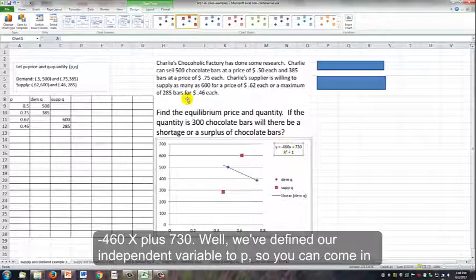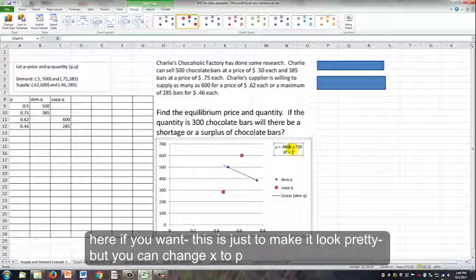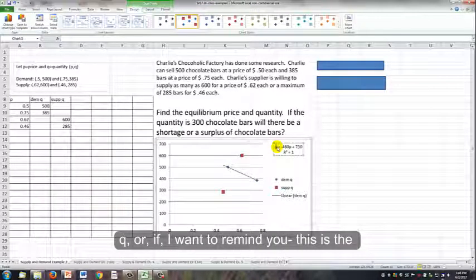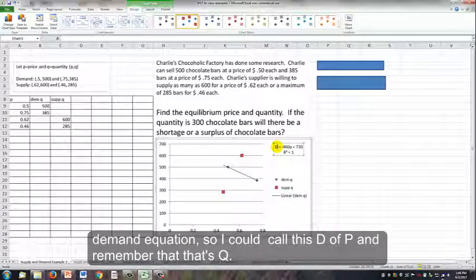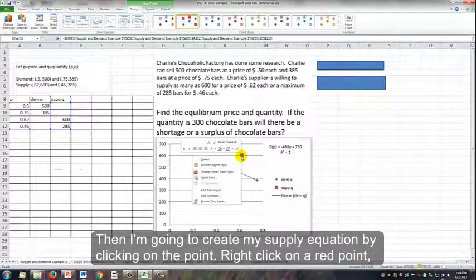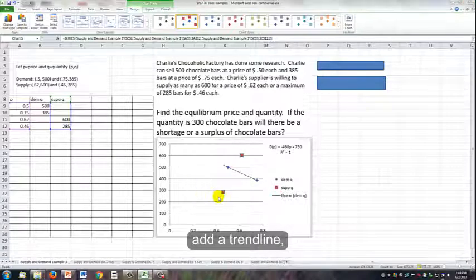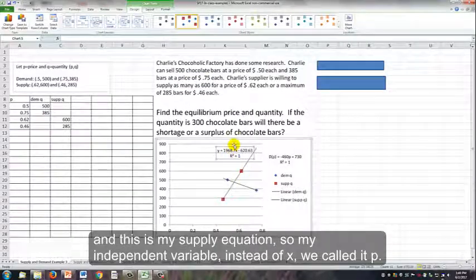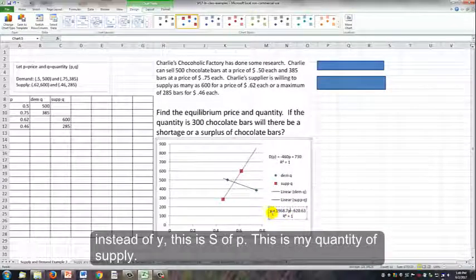Well, we've defined our independent variable to be p, so you can come in here if you want. This is just to make it look pretty, but you can change x to p, and you can change y to q, or if I want to remind you, this is the demand equation, so I could call this d of p and remember that that's q. Okay. Then I'm going to create my supply equation by right clicking on a red point, add a trend line, display equation on the chart, display the R-squared value on the chart, and this is my supply equation. So my independent variable, instead of x, we've called it p. Instead of y, this is s of p. This is my quantity of supply.